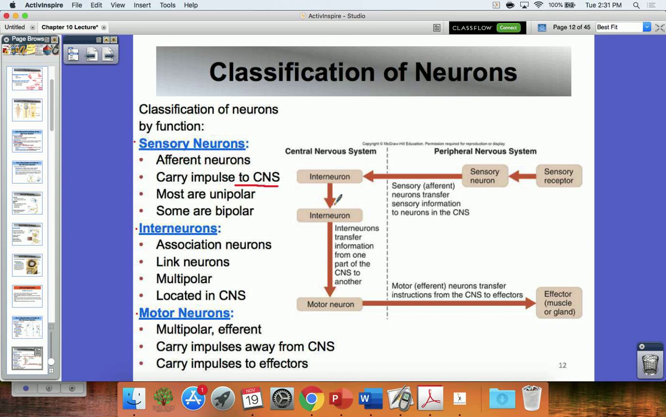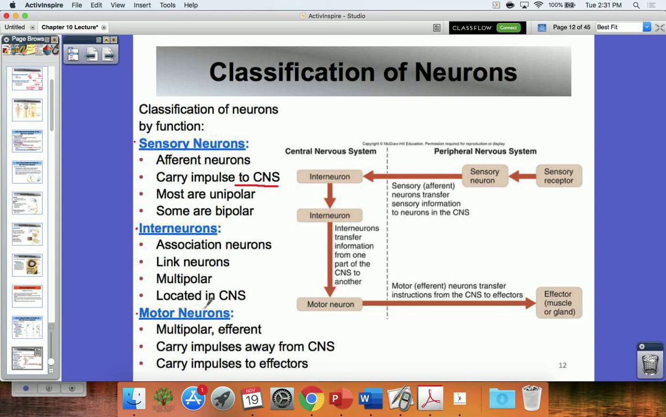After it gets that information, it's going to take it to the central nervous system for integration. Remember, that's another general function of the nervous system. These type of neurons are called interneurons, very similar to integration. This is going to be responsible for association, processing, making the decision. They're going to be linking and connecting the sensory neuron to the motor neuron.